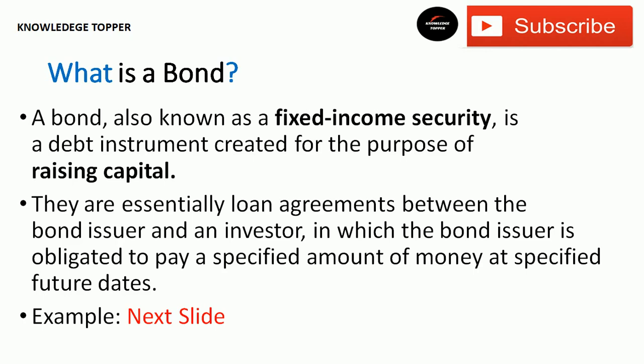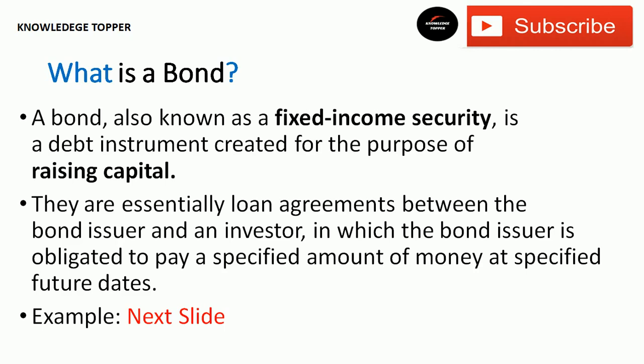As written here, a bond, also known as a fixed income security, is a debt instrument created for the purpose of raising capital. They are essentially loan agreements between the bond issuer and an investor, in which the bond issuer is obligated to pay a specified amount of money at specified future dates.